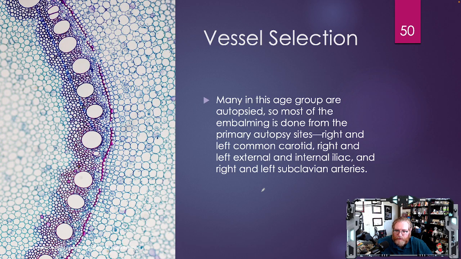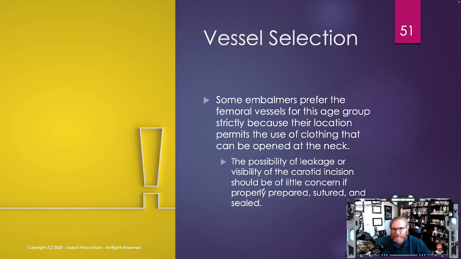Many in this age group are autopsied, so most of the embalming is done from the primary autopsy sites, right and left common carotid, right and left external and internal iliacs, and the right and left subclavians. Some embalmers prefer the femoral vessels for this age group strictly because their location permits the use of clothing that can be opened at the neck. The possibility of leakage or visibility of the carotid incision should be of little concern if properly prepared, sutured, and sealed.